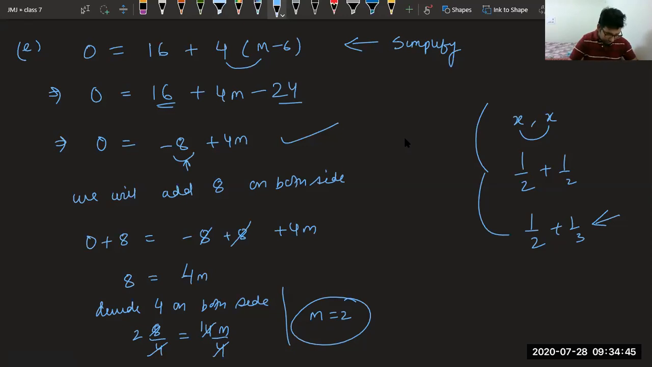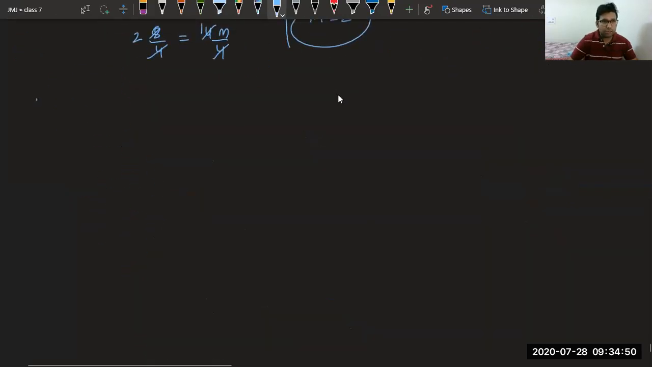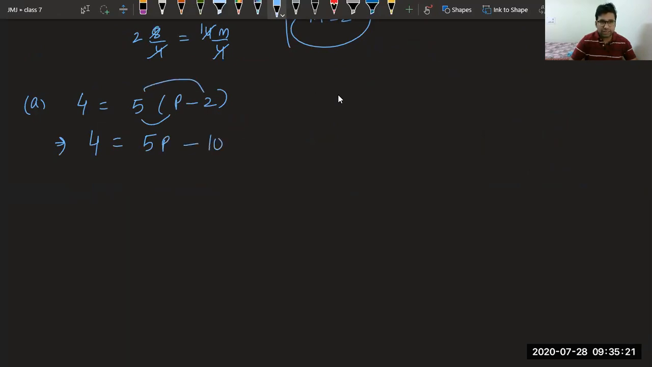let us take A part also. Someone was asking. A part is saying 4 is equal to 5p minus 2. Now see, again we have to first simplify the question. First we will simplify the question. Yes, beta Daksh, if you try 1 or 2 times, it is easy for you to understand. First simplify this. 4 is equal to 5 into p is 5p minus 5 2s are 10.